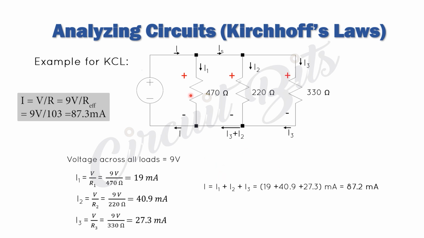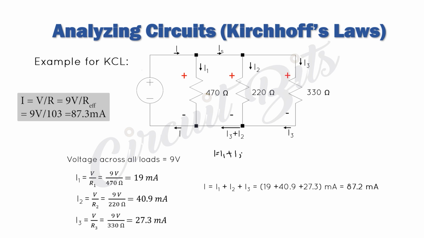Now if we want to find out the amount of current used up by this circuit, we sum up all these individual currents from the different resistors, the different loads on this circuit, and we're going to have that as 87.2 milliamps. If we try to prove Kirchhoff's current law, we would find out that our I is equal to I1 plus IS.